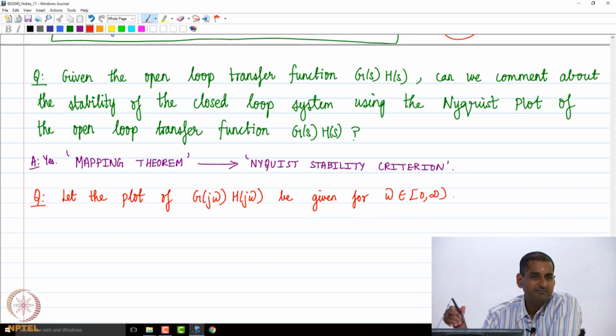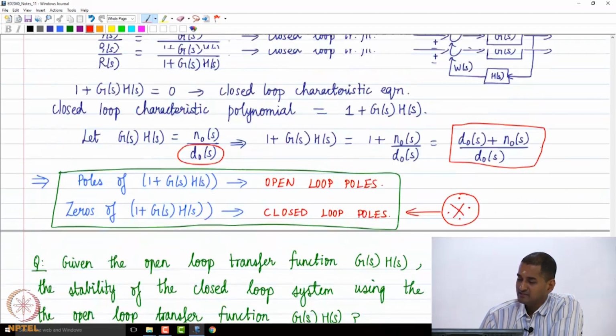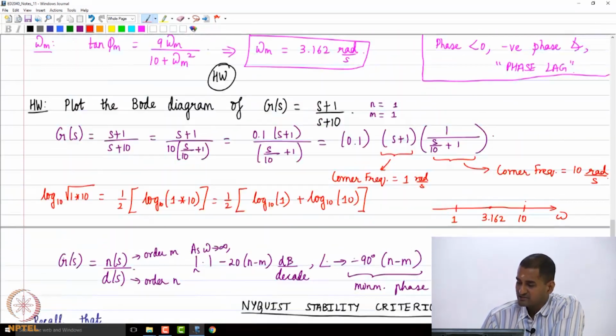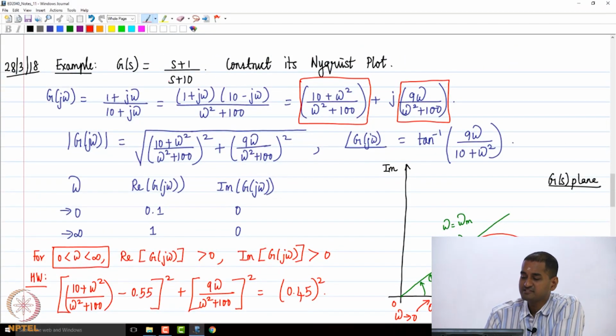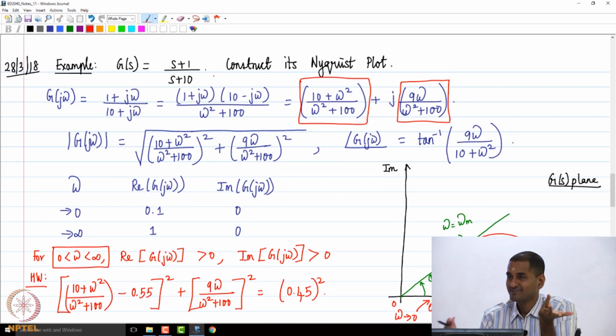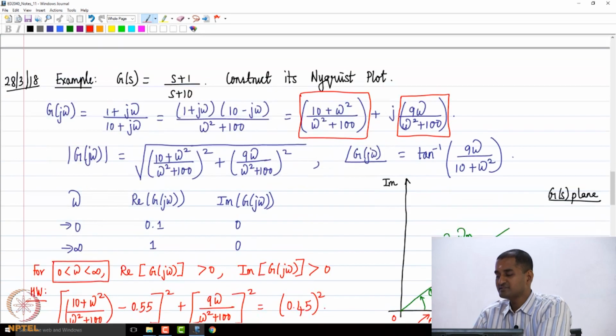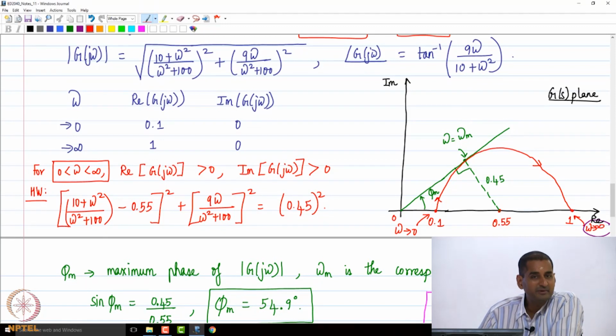Okay, so that's what we have plotted as a Nyquist plot, right? You give me any transfer function, that's a Nyquist plot. For example, just for the sake of example, let us say the transfer function (s + 1)/(s + 10) was the open loop transfer function. We have plotted the Nyquist plot of that as omega varies from 0 to infinity.